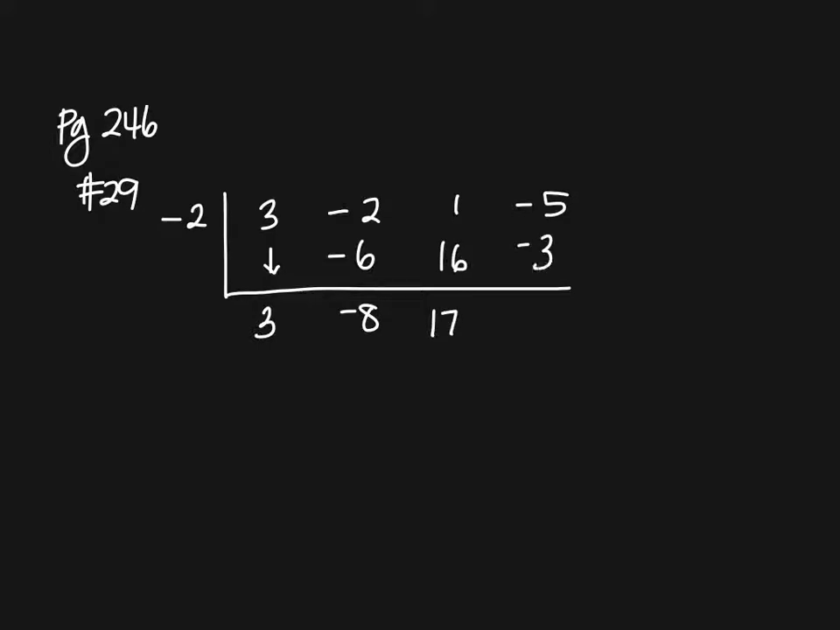So did you set up synthetic division? Yeah. Okay, what was on the outside? -2. Okay, great. And on the inside? 3, -2, 1, -5. And we check our synthetic division, so drop a 3, carry -6, get -8, get a 16, 17, -34. Did you get -39?